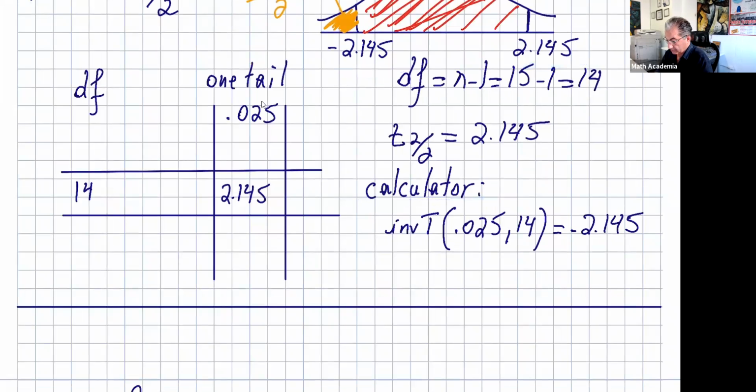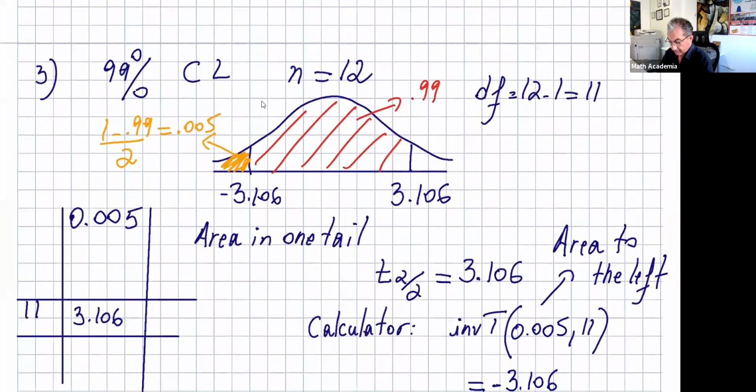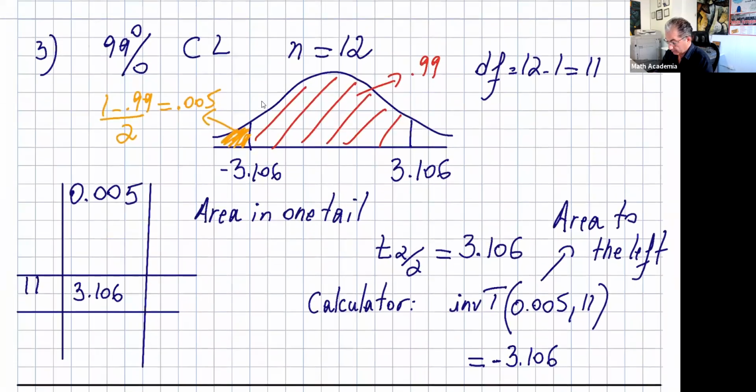Calculator, again, you go to distributions, number 4, inverse t, the area in the tail, degrees of freedom, and you get negative 2.145. Here I did another example for you. Please take a look at it and try to find it yourself and compare the answer. 99% confidence level, n equals 12. I think by now you should be able to find that; it's pretty straightforward.